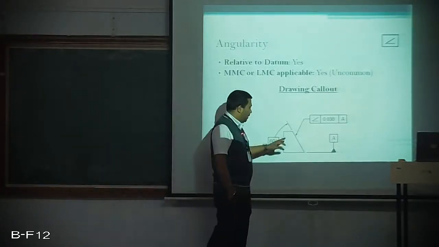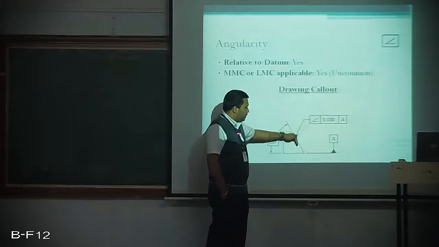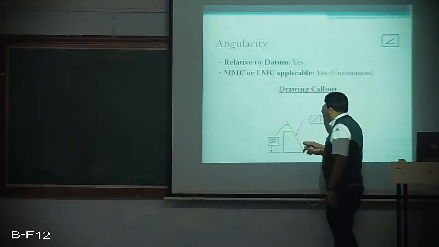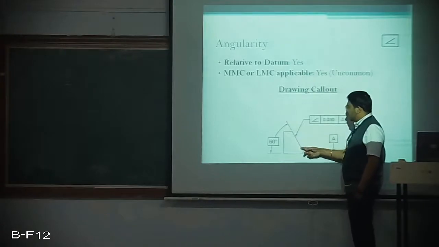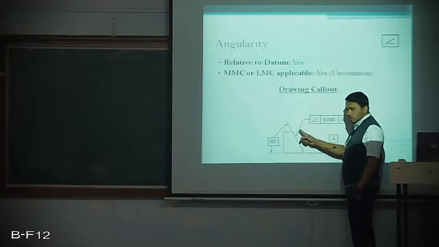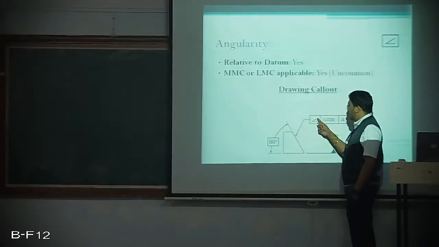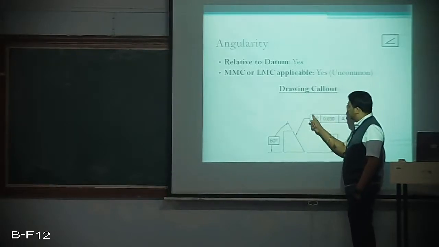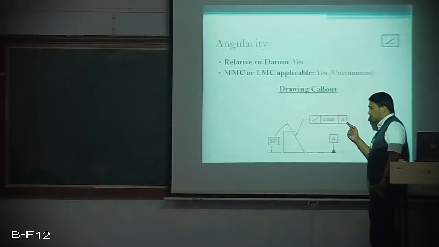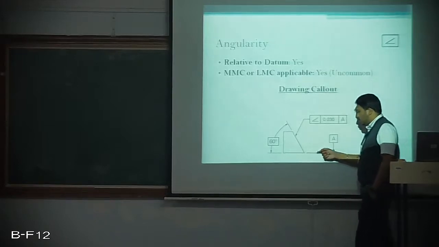You can see a part, and this surface is slightly in angle, so I want to control this inclination. Hence I am using the arrow to represent this surface, and the symbol I am using for the angularity is like this, followed by a tolerance of 0.030 with reference to datum A. The datum A is the bottom surface.